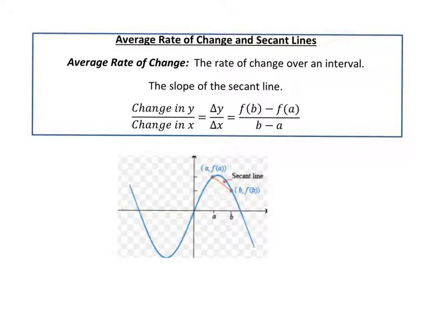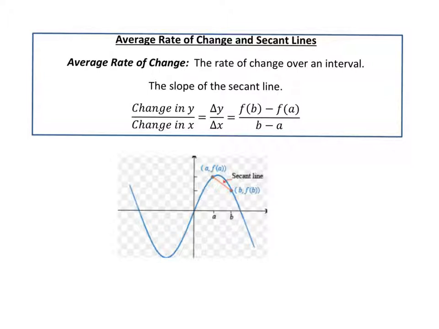In this video, we're going to examine average rates of change. And average rates of change have a very simple formula. They're just slopes of lines, and they are slopes of what are called secant lines. So below here, you can see that we have a secant line. A secant line is nothing more than a line that links 2 points on a graph.